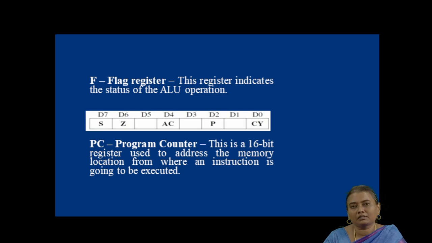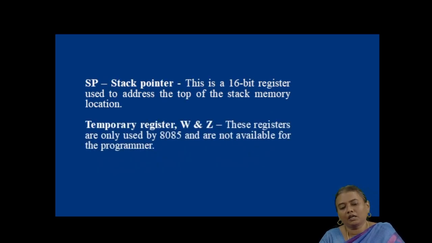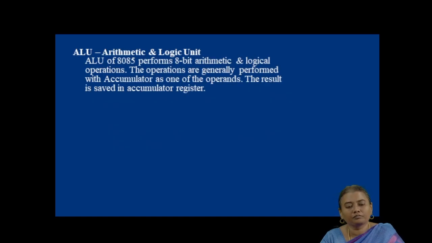Then the last one is the sign flag. The sign flag is used to represent whether the data is a negative number or a positive number. The sign flag will be set when the data is a negative number. If it is a positive number, the sign flag will be reset. And here the W and Z registers are temporary registers and they cannot be used by the users.